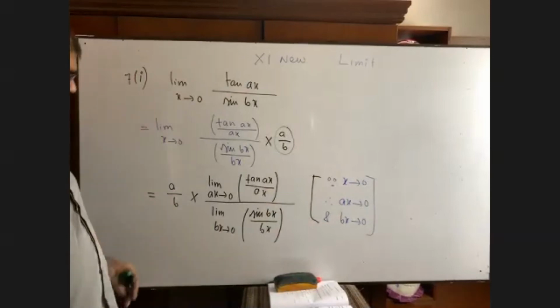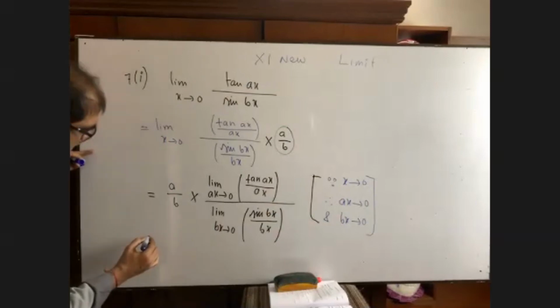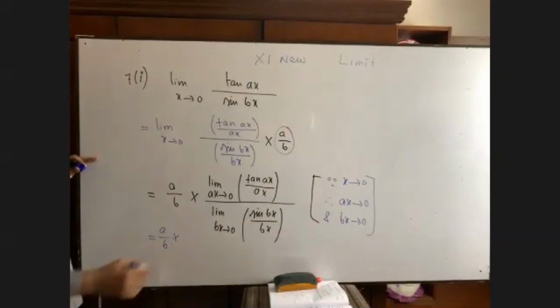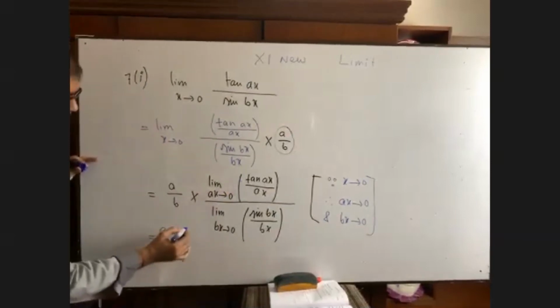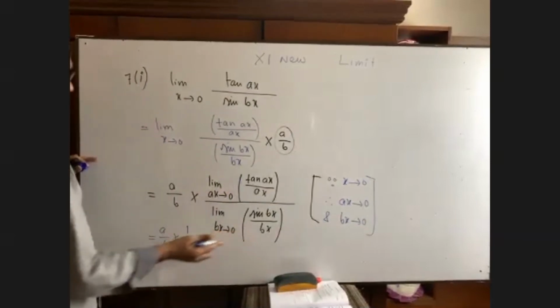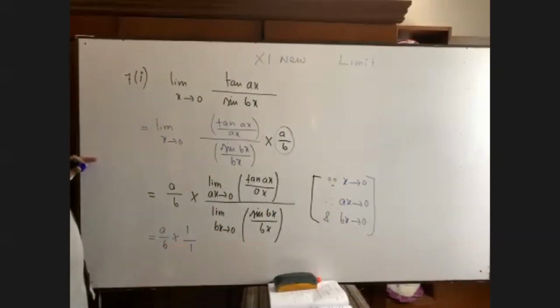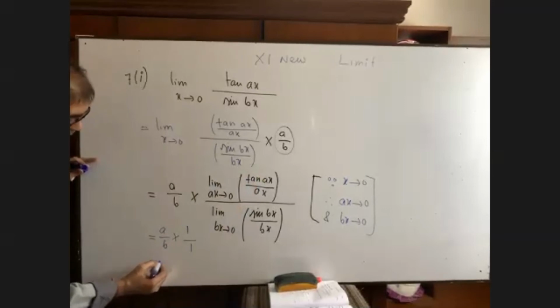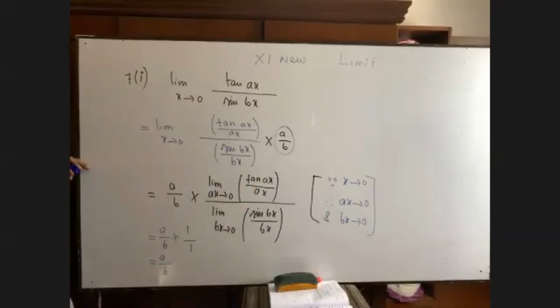It is a by b. You see here, it is a by b. What is the value in the numerator? 1. What is the value in the denominator? It is also 1, because there is a formula: sin theta by theta equals 1, tan theta by theta equals 1. So we are getting the answer a by b. Can you see the board? Yes, sir. Okay, yes, you can see the board.